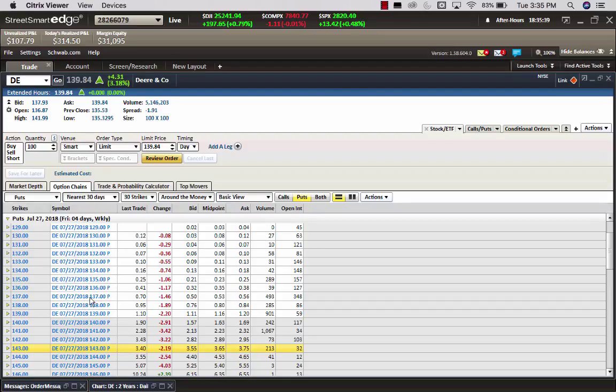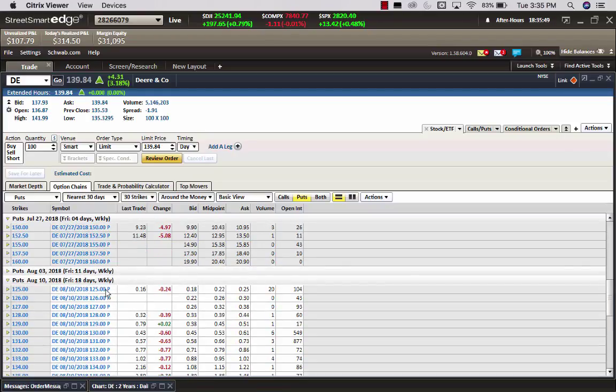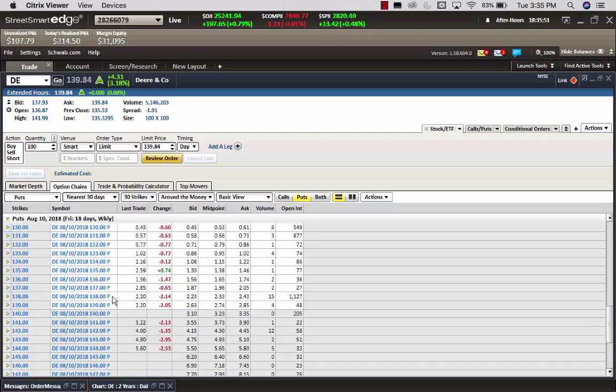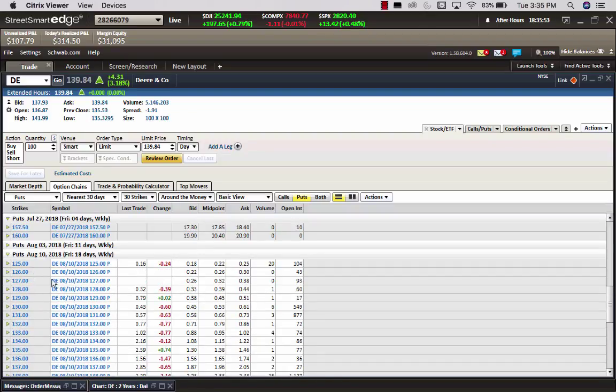I could buy a 135 contract that expires on Friday. So it's a position we would hold for only 2 days, as long as the stock stayed above 135. That's not actually a bad trade. But I'd rather be a little safer, go out here to August 10th, and go all the way down to 130 and see what the market's paying.